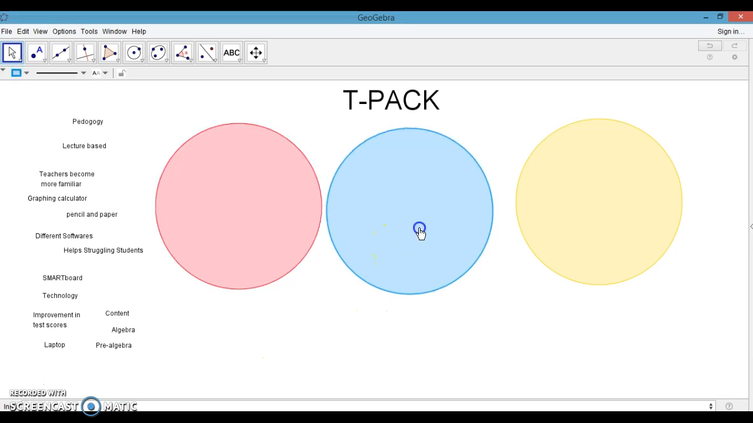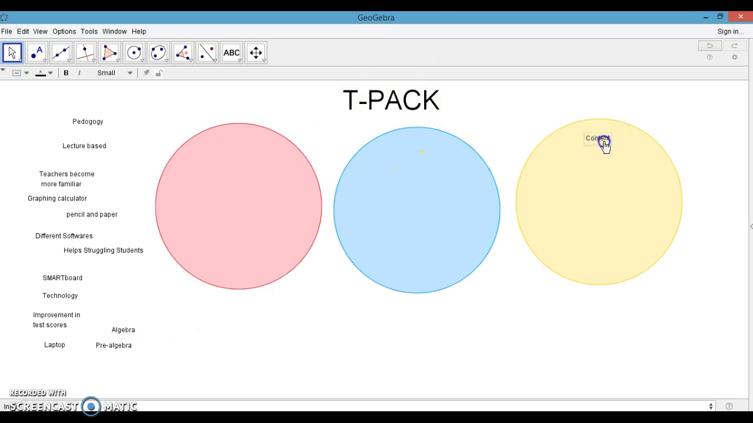Okay, so first I'm going to start by explaining TPAC. Content. So the content I was researching was algebra and pre-algebra because that's what I want to teach. Now I'm a middle childhood ed major with concentrations in math and language arts, but I want to focus on math because that's what I want to teach. I want to teach algebra. I love, love, love algebra.